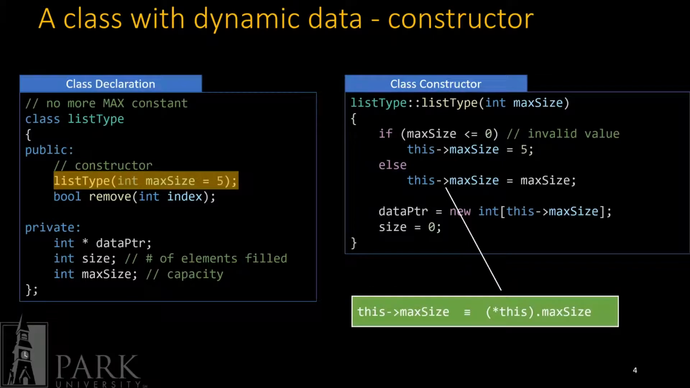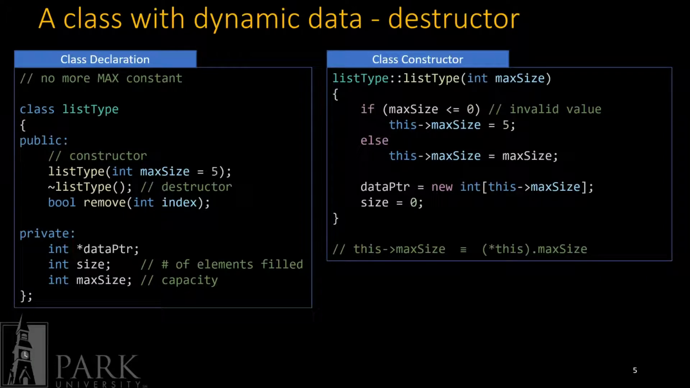This arrow notation is shorthand notation for first dereferencing a pointer, then accessing the member's data. So you can see right here, this arrow max size is the same as dereferencing this pointer and then calling max size. So this dot is the same as this arrow, except the arrow only applies to pointers. Dots only apply to actual objects, not pointers to objects.